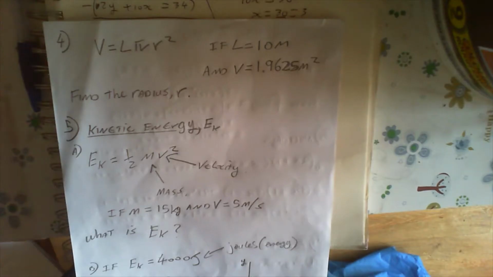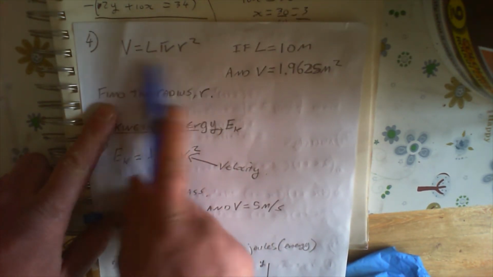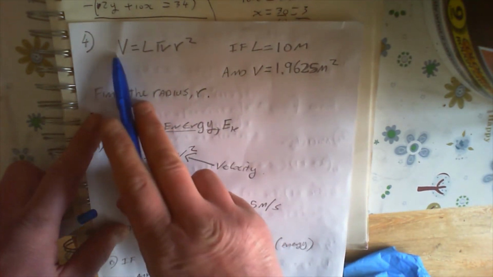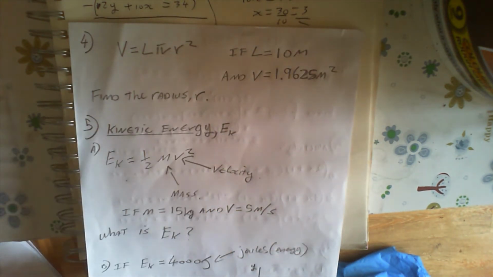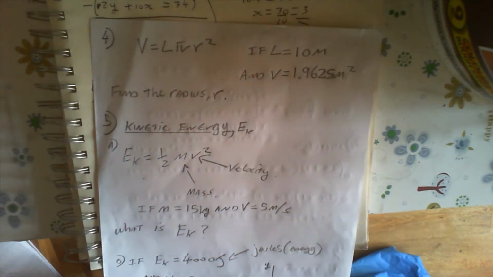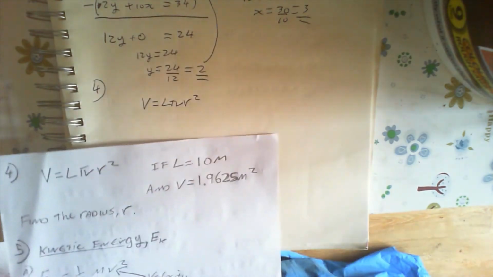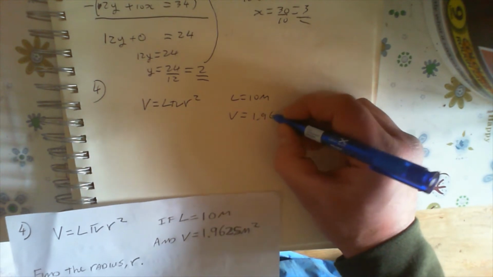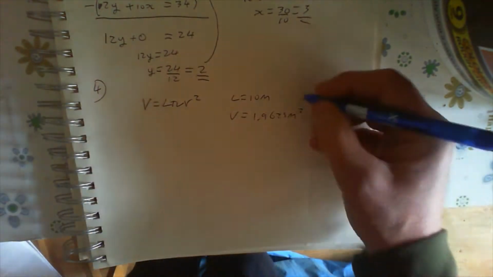Okay. This next one here is the equation of volume that we figured out in the last one. What we're given here is a length and a volume, and now we want to find out what the radius would be. So we have to do a bit of transposition, then put these values into the equation, and then we can work out what the radius is from that. So that is V equals L pi r squared. L equals 10 meters and V equals 1.9625 meters cubed, so I've got squared there, it should be cubed because it's a volume.